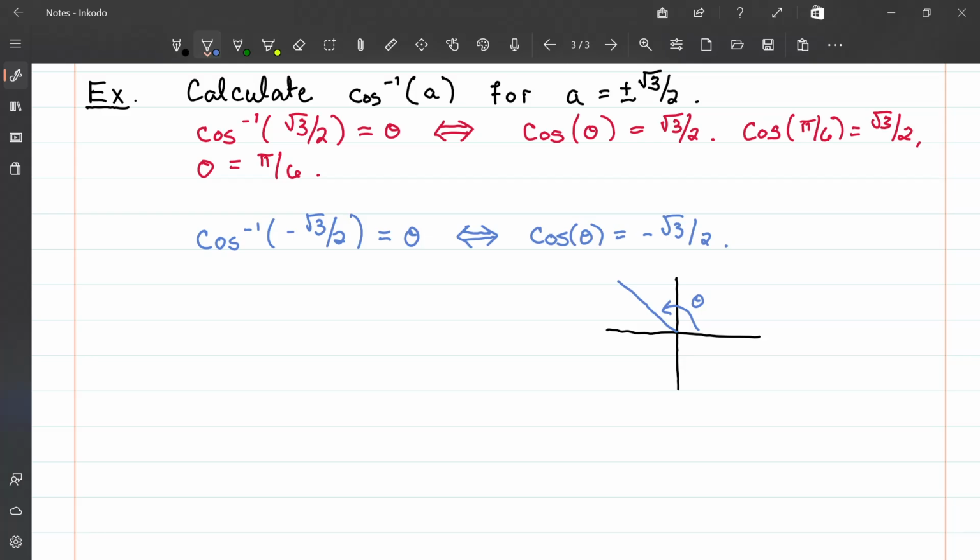If I want to make sure that cosine of theta gives me negative root 3 over 2, one thing that I could appeal to is reference angles. I already know that cosine of pi over 6 gives me positive root 3 over 2. So if I ensure that the reference angle for theta is pi over 6, then cosine of theta should basically be the same as pi over 6, except because it is in quadrant 2, it will be negative. So here's a question. What angle in quadrant 2 has a reference angle of pi over 6?